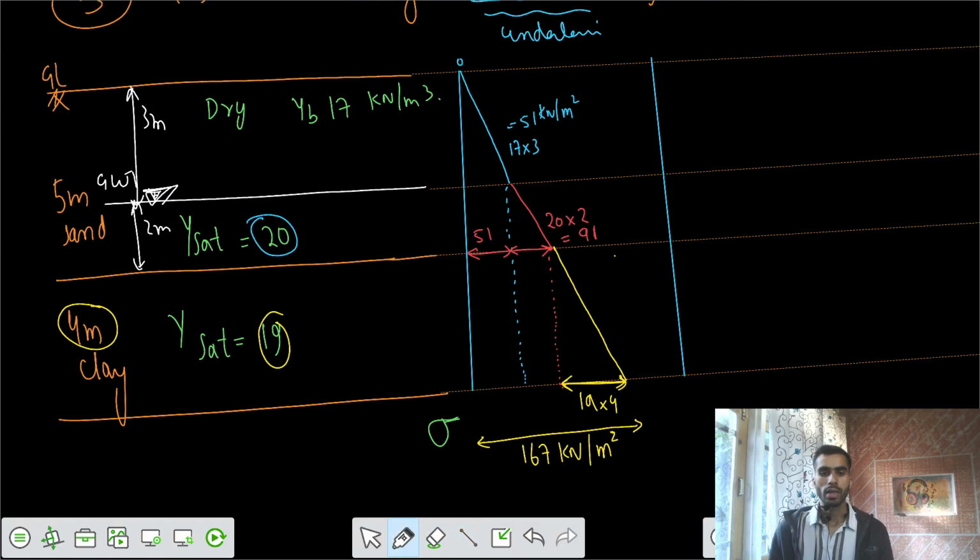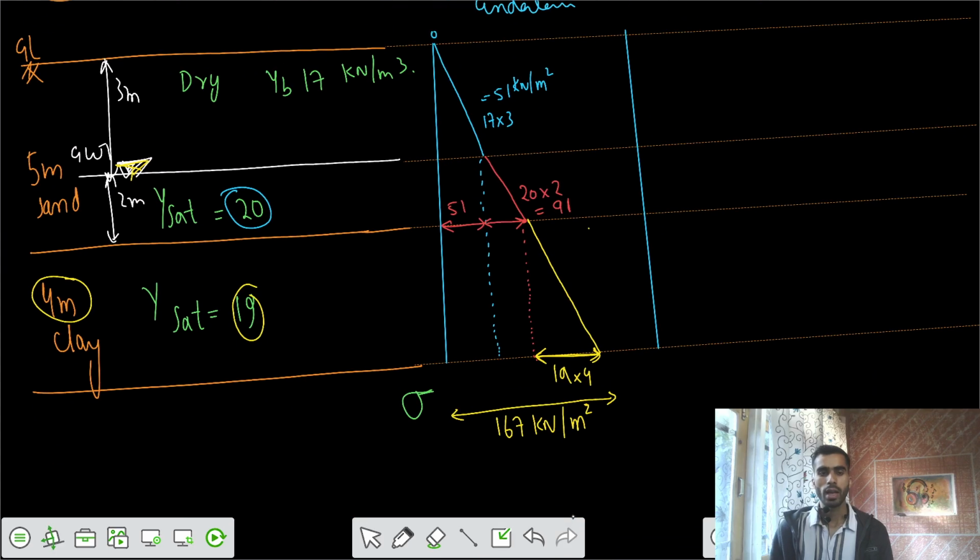In the initial case, case number 1, we don't have the effect of saturation, the capillary zone. We don't have a capillary effect. So this is your water table. Above that there is no water, so the pore water pressure is 0 up to this level of the groundwater table.